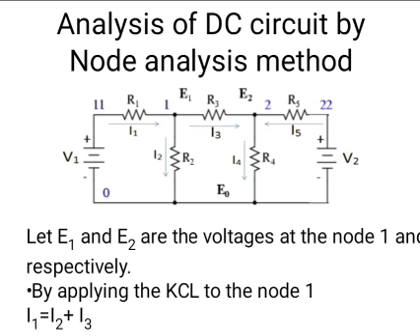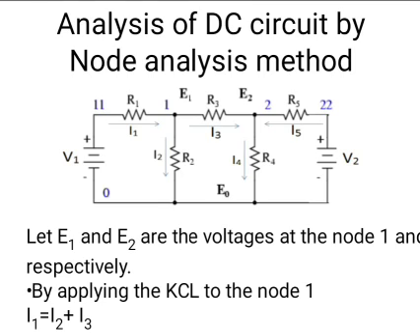Next, to analyze a DC circuit by the nodal analysis method, first we must identify the nodes. You know a node is a point where two or more elements meet. That means in the circuit, E1, E2 and E0 are the nodes. The potential of the nodes are E1, E2 and E0.